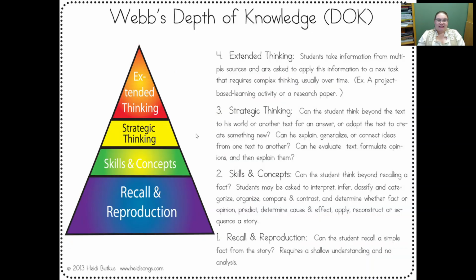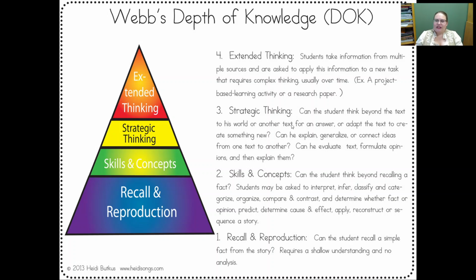All right, let's talk about strategic thinking. So when we talk about strategic thinking, some of the key things that a student can do in this case would be thinking beyond the text or his words or another text for an answer, or adapting the text to create something new. Can he explain? Can he generalize? Can he connect dots from one text to another? Can he evaluate or formulate opinions and then explain them? So in this case, it's not creating something brand new, but it's adapting the text or thinking beyond just his own words, beyond the text for the answer.